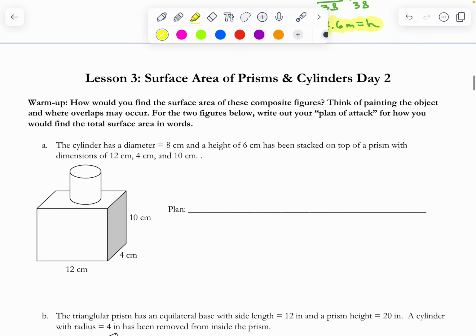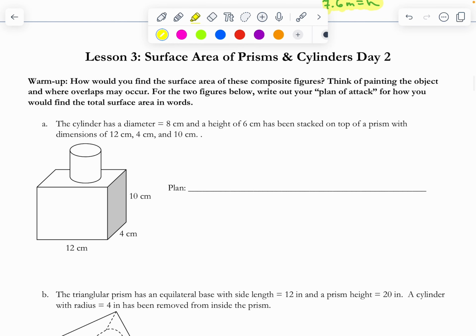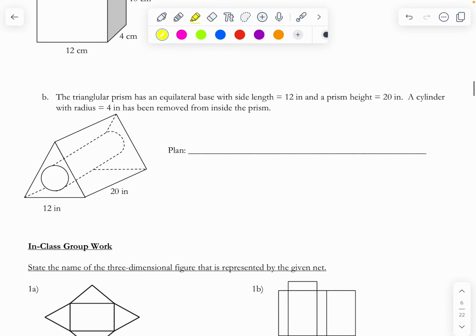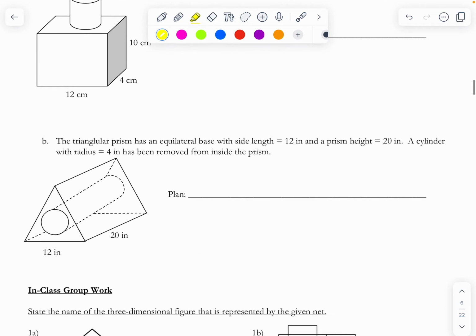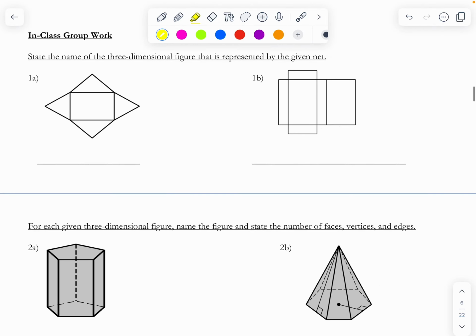Surface area and prisms and cylinders, day two. This is exactly pretty much what we've learned yesterday, but now we got composite figures. Today's notes are going to be a little weird where I'm quite literally only going to go through A and B. Then you've got group work to do.